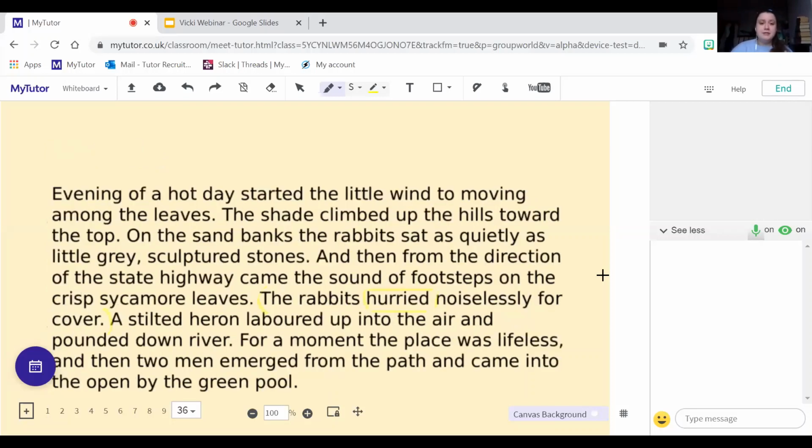So although it doesn't look like a simple sentence, it is. We've got rabbits here, which is our noun phrase. We've got noiselessly, which is our adverb, which is attaching to hurried. It's adding something to the verb. It's an adverb. And then for cover, cover here is an adjective.